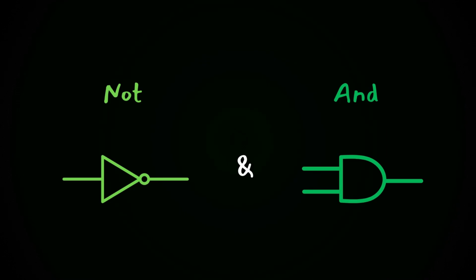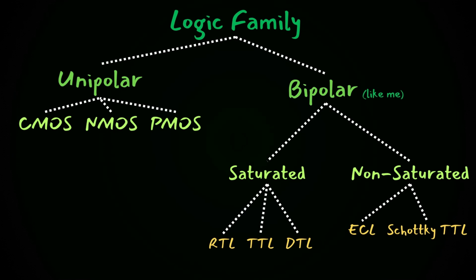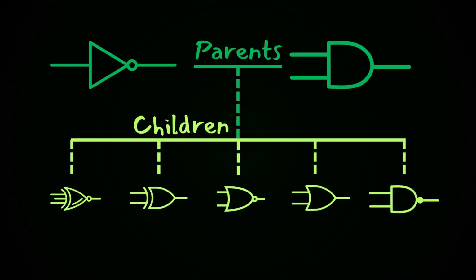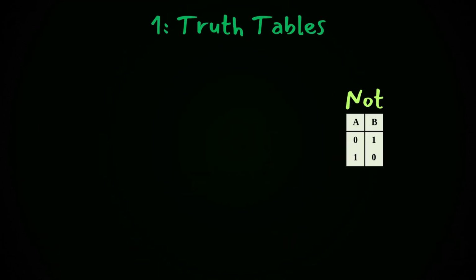Now that you understand NOT and AND gates, you understand all logic. Well, to an extent, because they are the parents of all logical circuits. Because with just those two, you can create everything. But before I can show you this, I do have to tell you a couple more things that fill in some blanks. One would be truth tables.